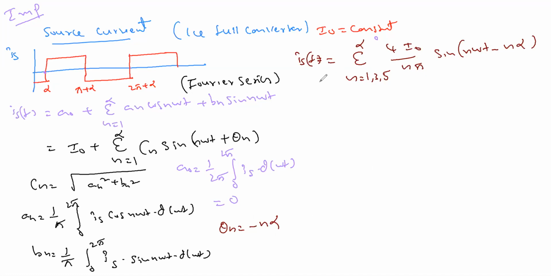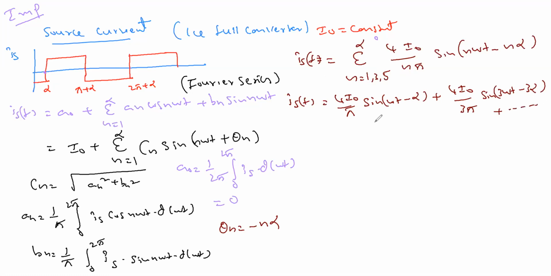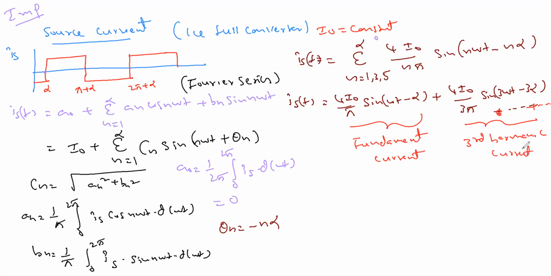From here now, what is the RMS value? I can calculate the RMS value of the fundamental. So if you write it completely, if you expand it, 4 I naught by pi sin, substituting n equal to 1, omega t minus alpha, then 4 I naught by 3 pi sin 3 omega t minus 3 alpha, and so on. It will go on. This one component is called the fundamental current. Fundamental instantaneous. And plus, it will keep on going. This is called the third harmonic current.